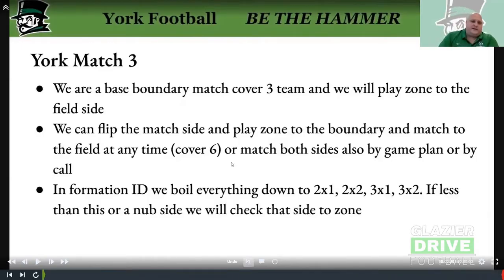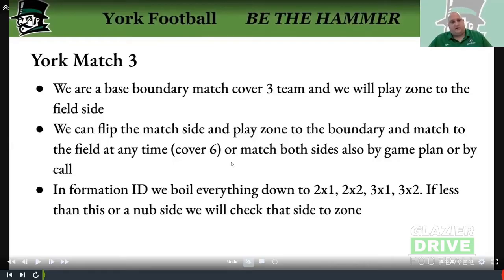So York match 3. Our day one install is going to be boundary match, field zone. We're a field boundary defense. So we're going to play match 3 to the boundary, and we're going to play zone 3 to the field. We can do 2 other things. We can play match coverage across the board, 2x2, trips, 2x1, whatever. Or we can play match to the field, zone to the boundary, which we call cover 6, which most people have some sort of cover 6 in. But we get those 3 coverages out of really one concept right off the bat, which is what I really like. So we're getting 3 different things on our day one install, teaching our day one rules, which, to me, is beneficial. It gets you kind of ahead of the game.